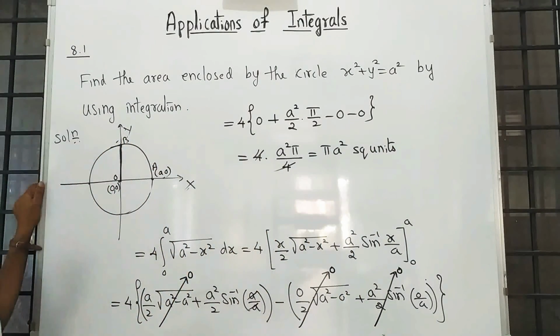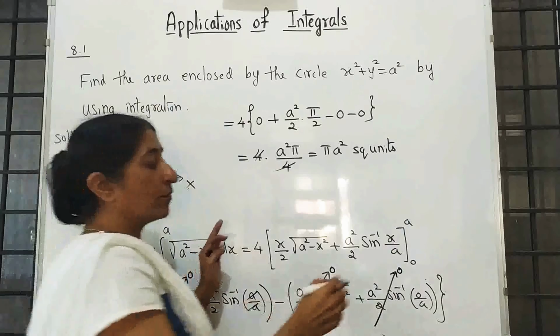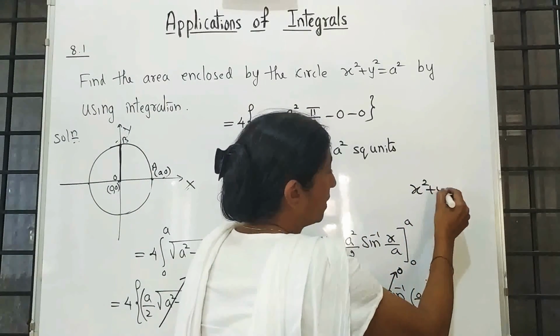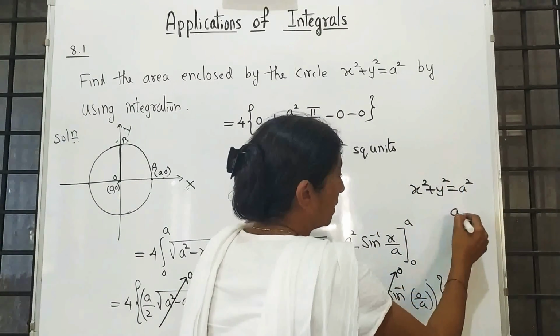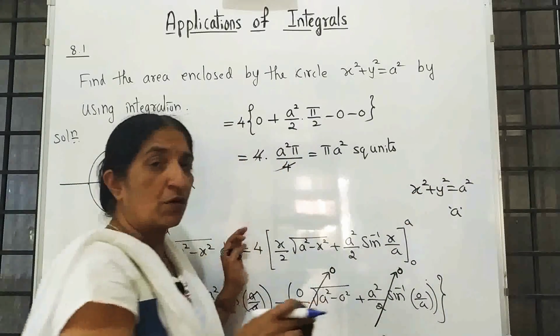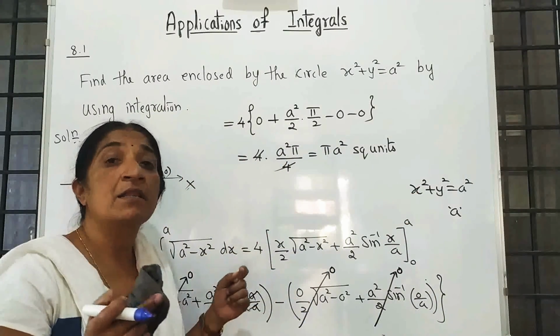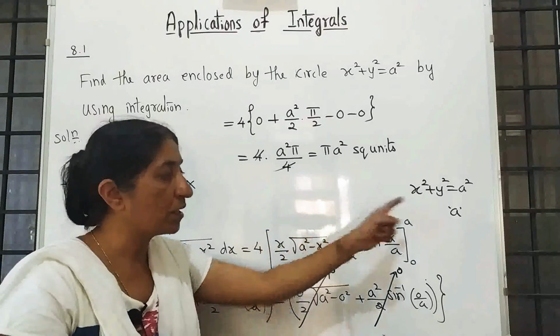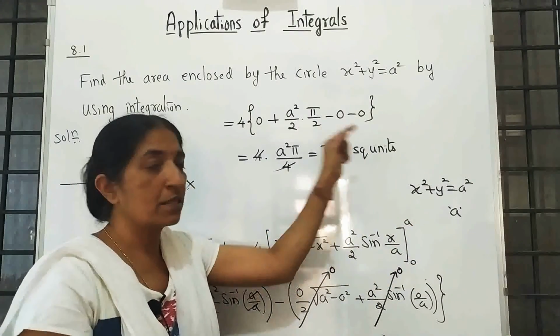And you know what the area of the circle is. See here, x square plus y square is equal to a square, radius is a. And you know the formula. What is the area of the circle? Pi r square. R is what? Radius. Here what is the radius? Radius is a. So your answer is correct or what?